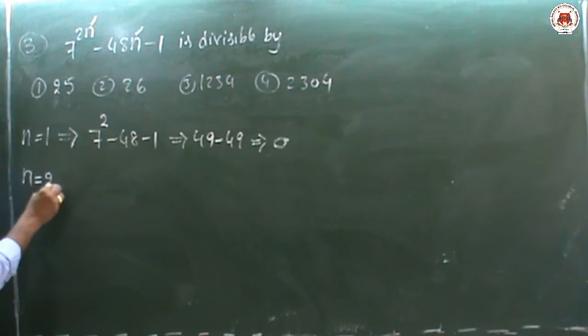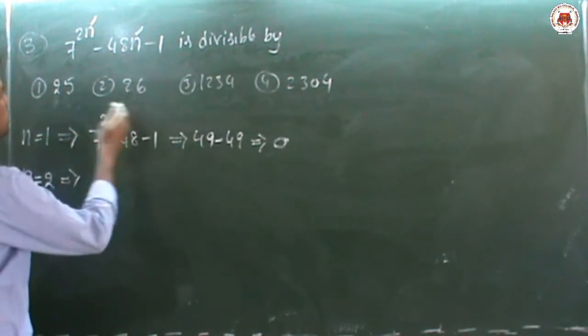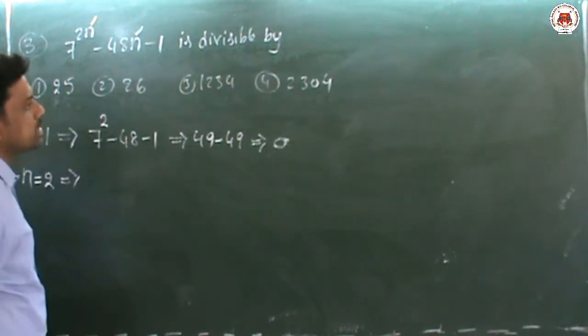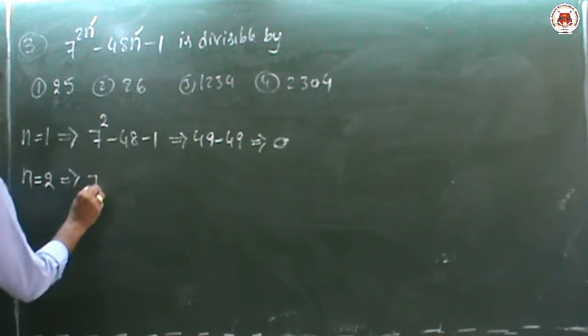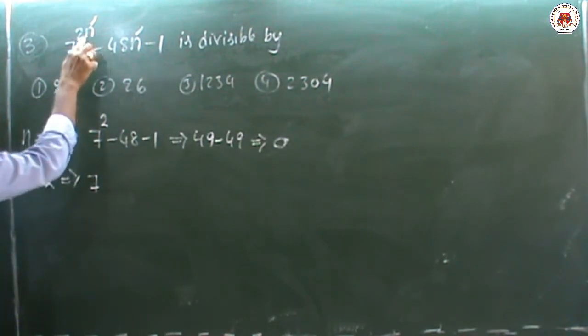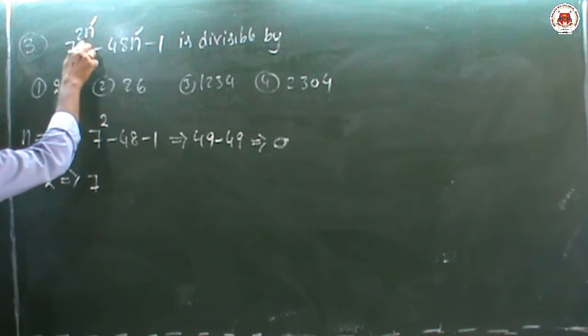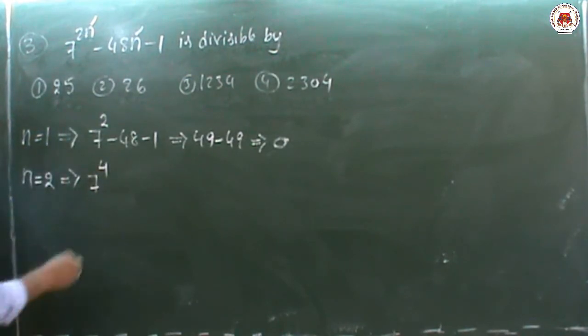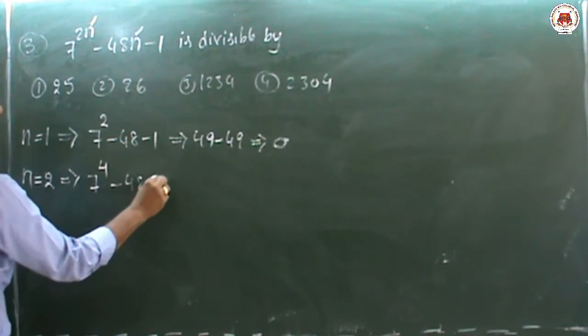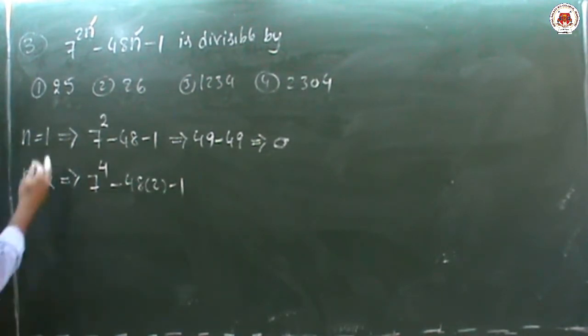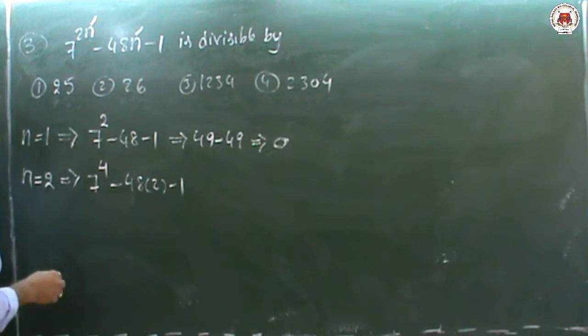Then you go for n equal to 2. So n equal to 1 means 0, and 0 is divisible by 4 numbers. Then you substitute n equal to 2 in the place of n: 2 twos are 4, 7 to the power of 4 minus 48 into 2. Wherever n is there you put a 2, because n equal to 1 left all 4 options correct.